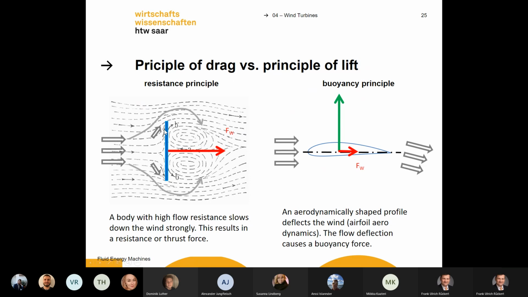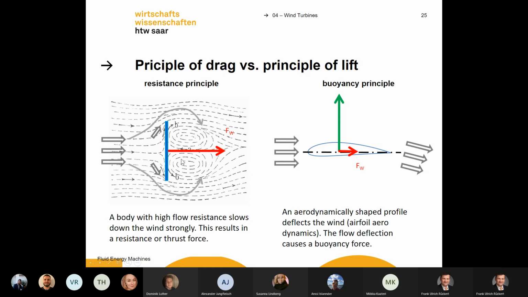Okay, we have two main principles. We have a resistance principle. Here we have our flat plate. The air comes from this side. It hits the flat plate. It goes around the plate. You have a swirl in the back. And if you have swirls here, you have lower pressures at the back. You have higher pressures in the front. And you push this blade, and this is a principle how windmills can work.